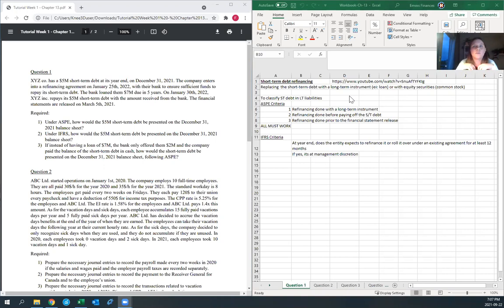And also, if you think that you're going to refinance it in the next year, are you supposed to put it in your current liabilities? Are you supposed to put it in your long-term liabilities? That's the issue with it. There's two ways. Well, there's ASPE and IFRS. They both look at it differently.